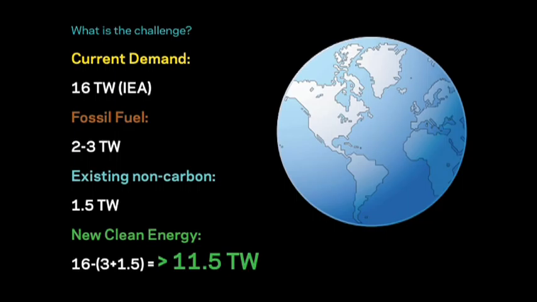All right, so once you sort of arm yourself with the options, you then can say something like this. Current demand, 16 terawatts, and we're only going to be able to do about 2 or 3 terawatts of that with fossil fuels. Existing non-carbon fuels are about 1.5 terawatts, so you can do something like 16 minus those two numbers. We need to do about 11.5 terawatts of new clean energy, and you need to do it sort of by mid-century. Okay, so what does that look like?